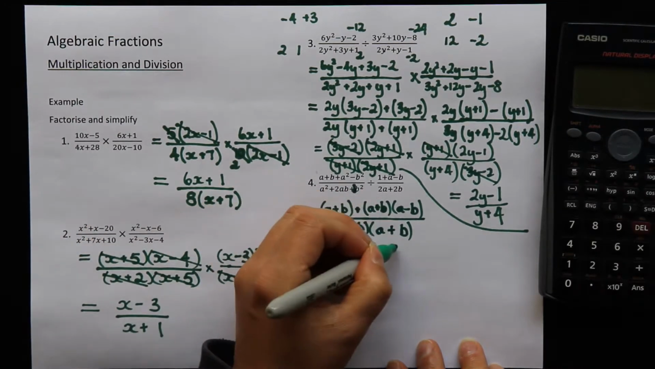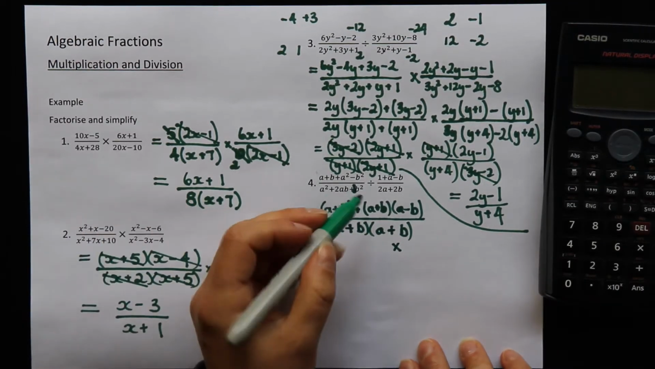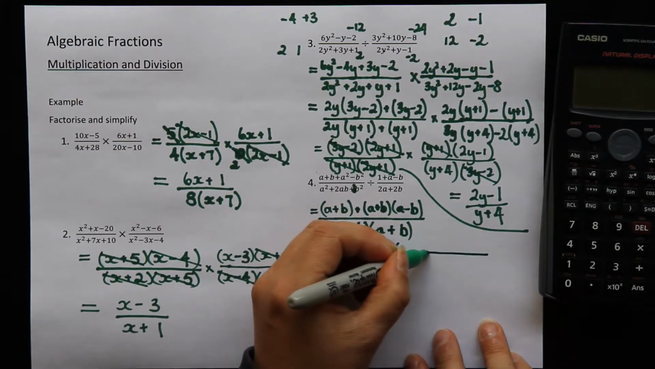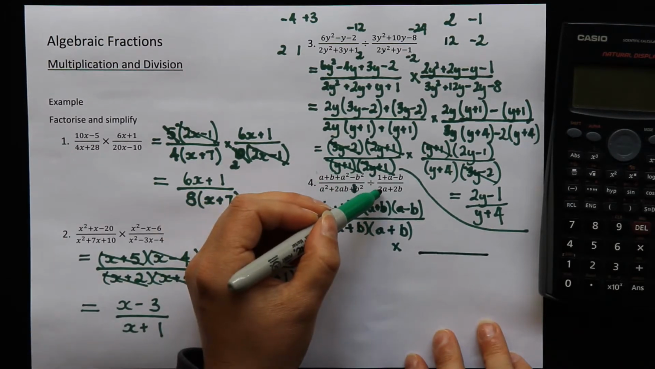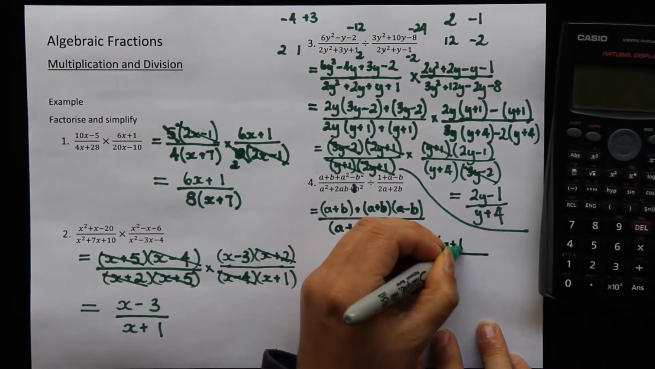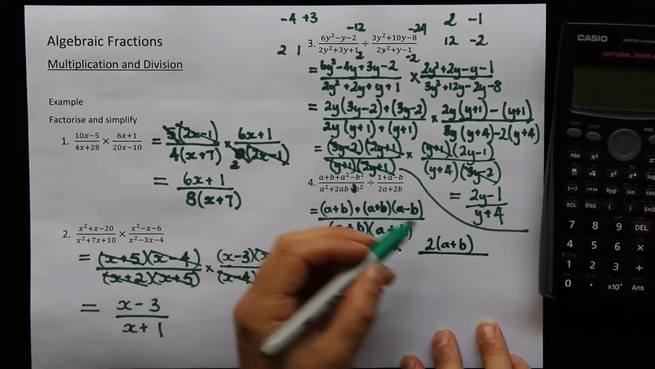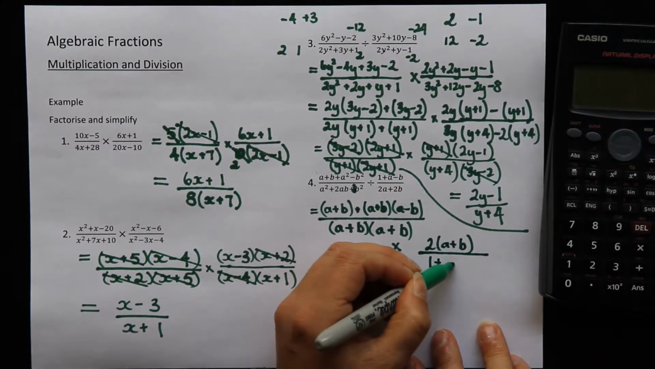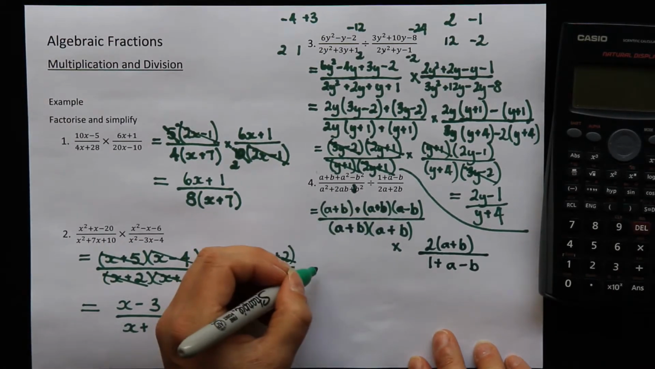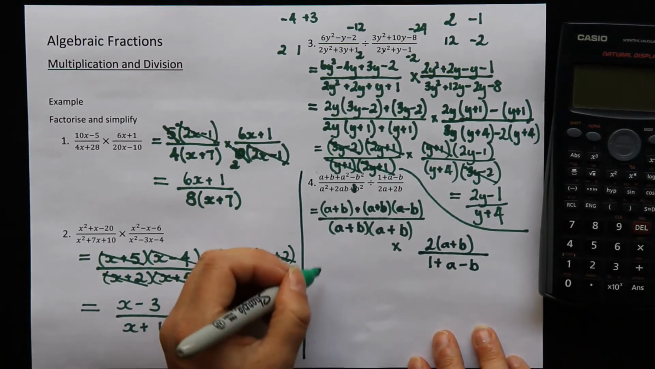Now the divide, we're going to turn into a times. Okay, and we are going to turn this fraction upside down. So over here. Okay, this I can take out a common factor of 2, giving me a plus b. And this one here, I can't do anything with that, so that's just going to stay 1 plus a minus b. Now we still have to come back to this first one here because that can be factorised further. I'm just going to draw a line down here so we don't get confused with question 2.